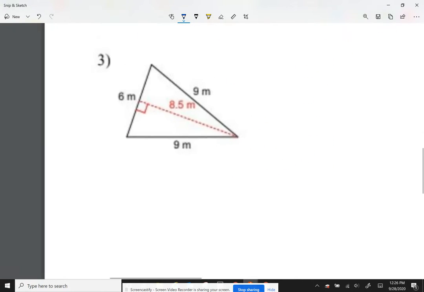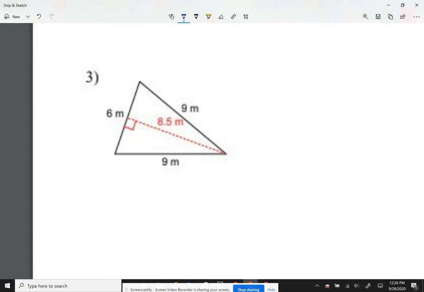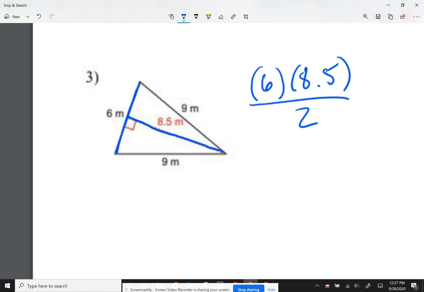Let me take a look at example number 3. Look for the 90-degree symbol. It's made by 6 and 8.5. So I'm just going to go 6 times 8.5. And my result, I'll divide it by 2. So 6 times 8.5, I know that gives me 51. Divided by 2, that gives me 25.5.